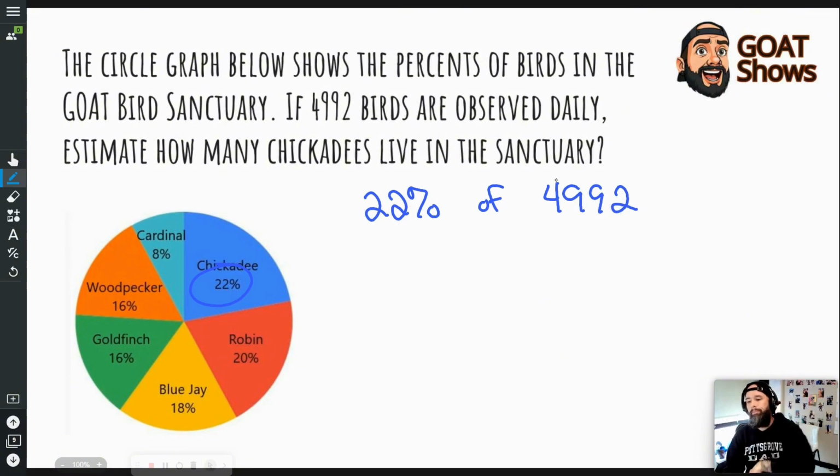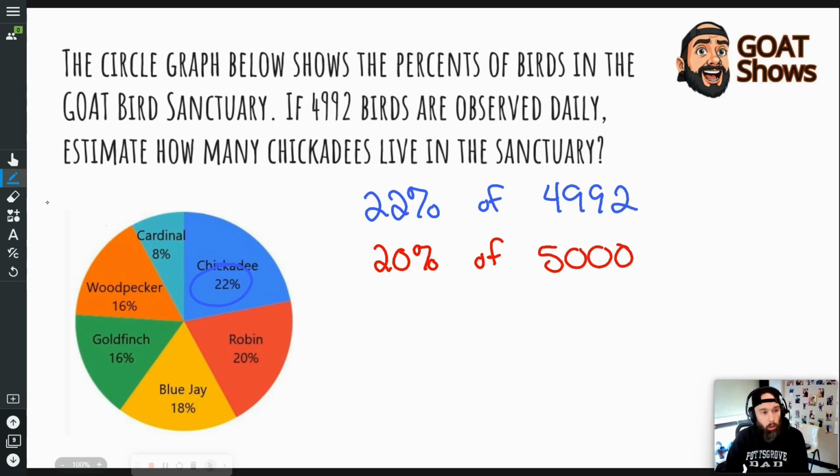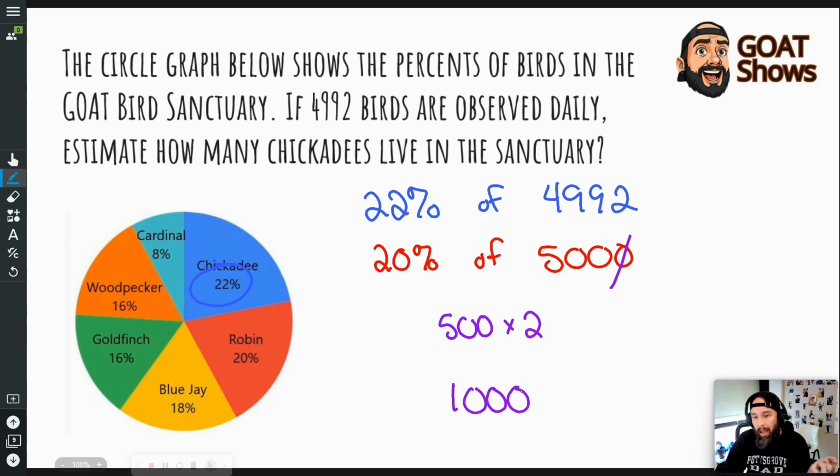No. Way too much. So what I'm going to do is I'm going to bump 22% down to 20%, and I'm going to bump up 4,992 to 5,000. Okay? So I'm going to take in my brain 10% of 5,000, hack off a 0, and in order to get to 20%, I multiply by 2. 500 times 2 is 1,000. So 22% of 4,992 chickadees, birds, is going to be about 1,000 chickadees.